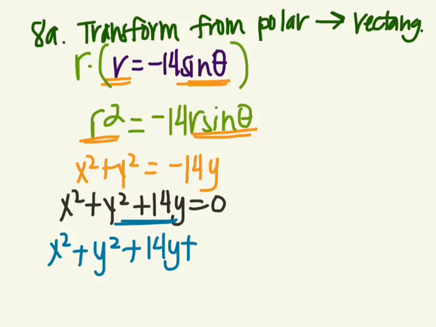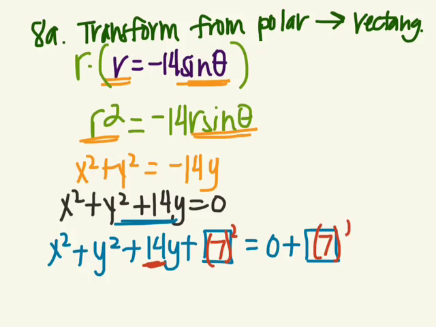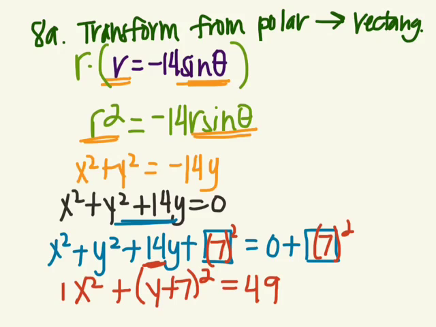So you take this plus box is equal to 0 plus box. Remember, the number that's going to go inside the box is half of that middle term. Pay attention to the sign. In this case it's a positive 7, so positive 7 on the other side. So your standard form for that circle is x squared plus, in parentheses, y plus 7, the quantity squared, is equal to 49. So that's our standard form.